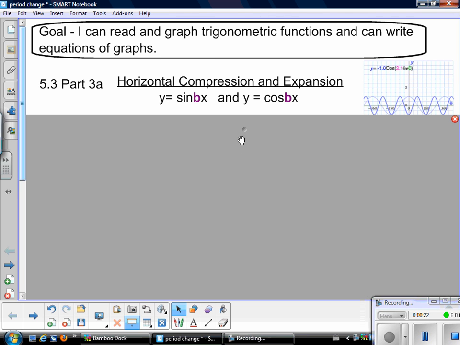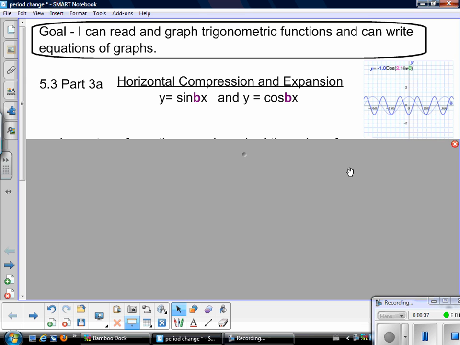The first thing we're going to be looking at is what I call 5.3 Part 3a, which seems quite complicated. However, your textbook has ordered things a little bit differently. So what we're looking at today is horizontal compression and expansion.